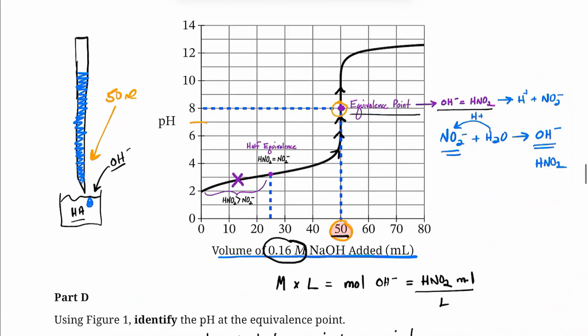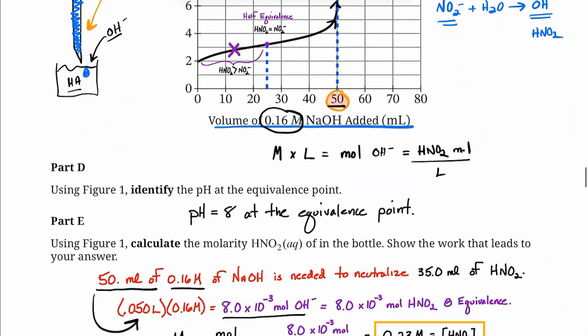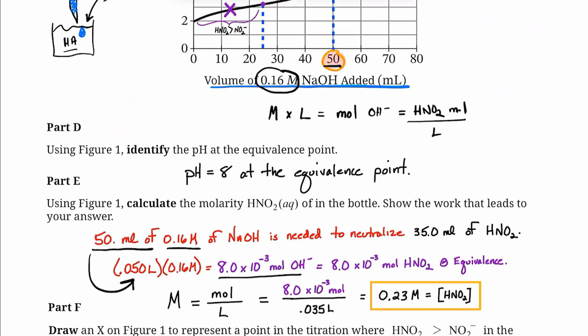So all we had to do, again, was divide by the liters. So we found the moles, and then of course we divide by the amount of liters, 35 milliliters that we started with, and of course moles divided by liters gives you the molarity. So the initial concentration of the solution was 0.23 molar. So on to part F.